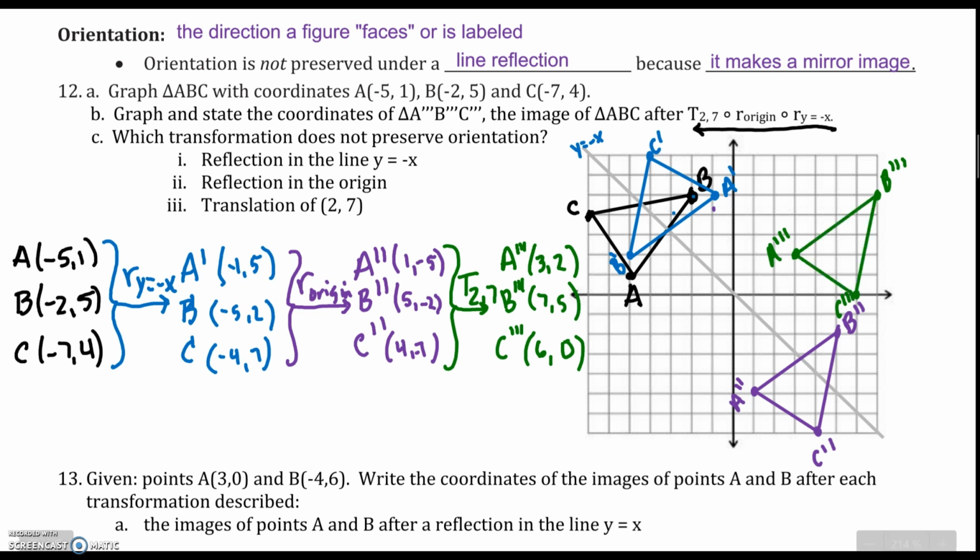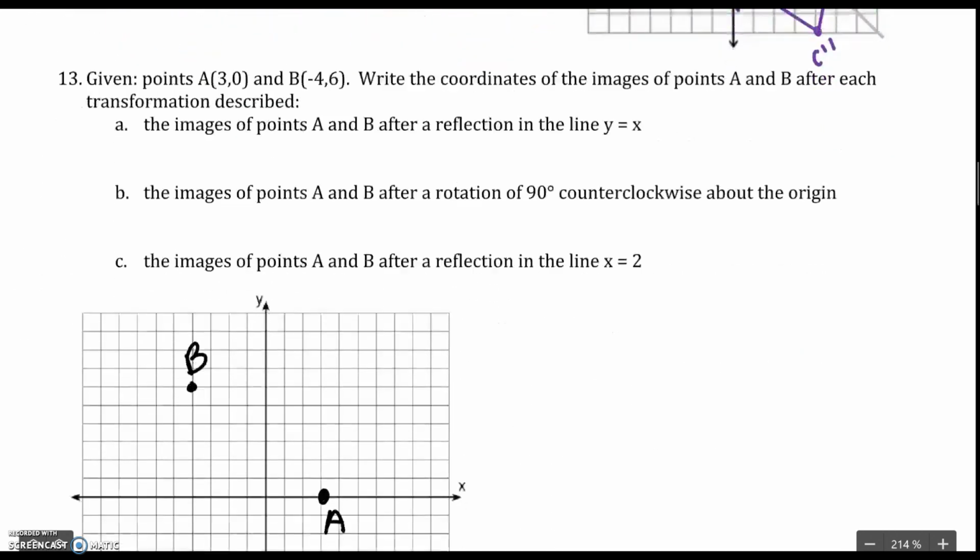Okay, and then if you look, part C says, which of the following does not preserve orientation? It's a reflection in a line. A line reflection is the only time you're going to get a mirror image, and so it would be that one. All right, finally, number 13.